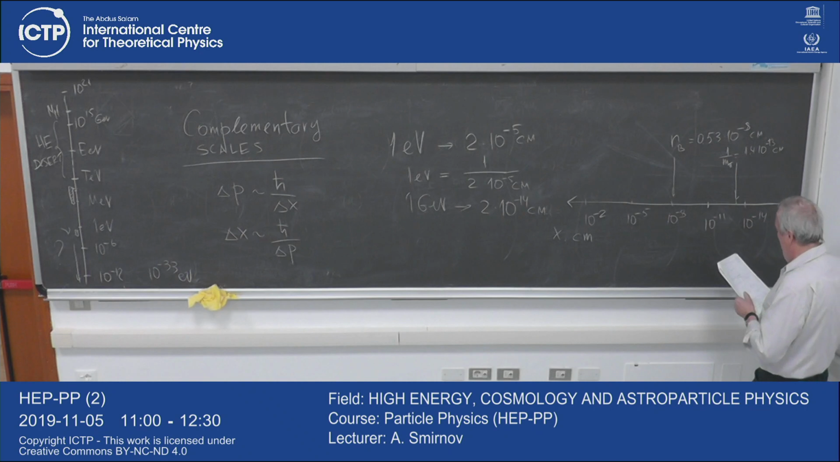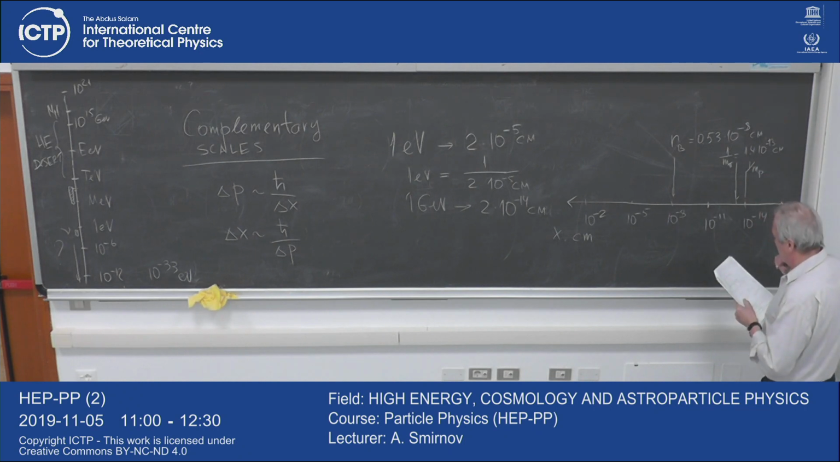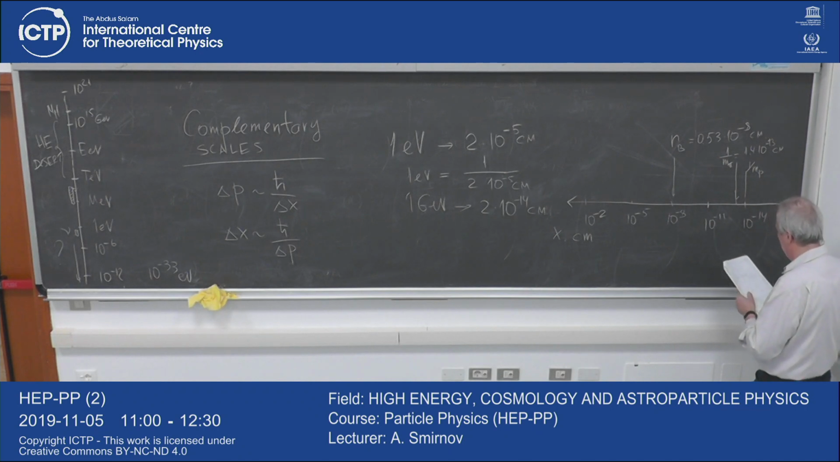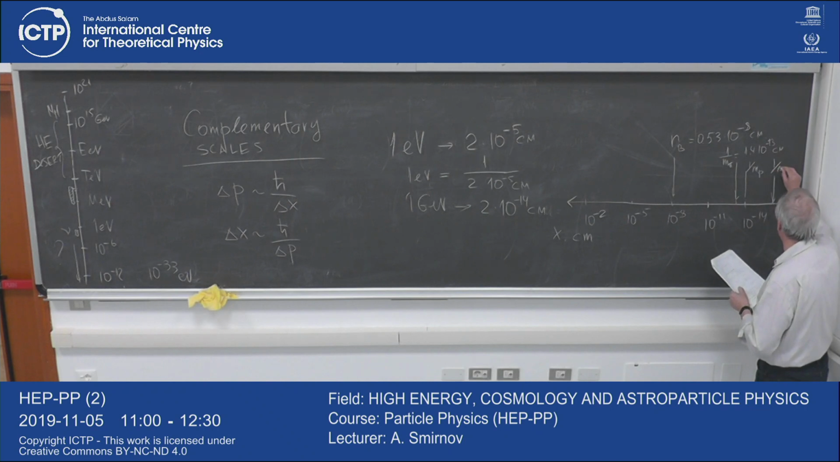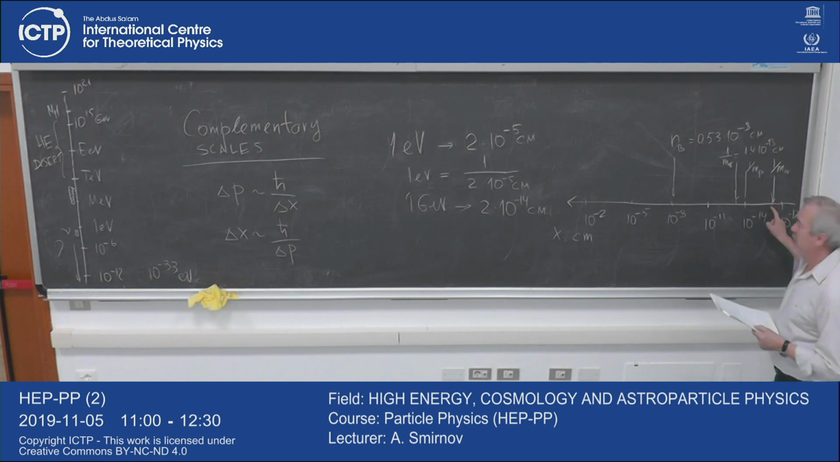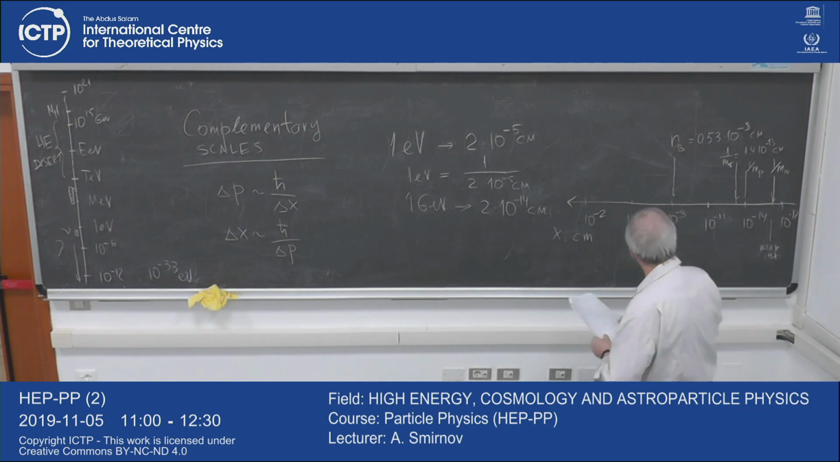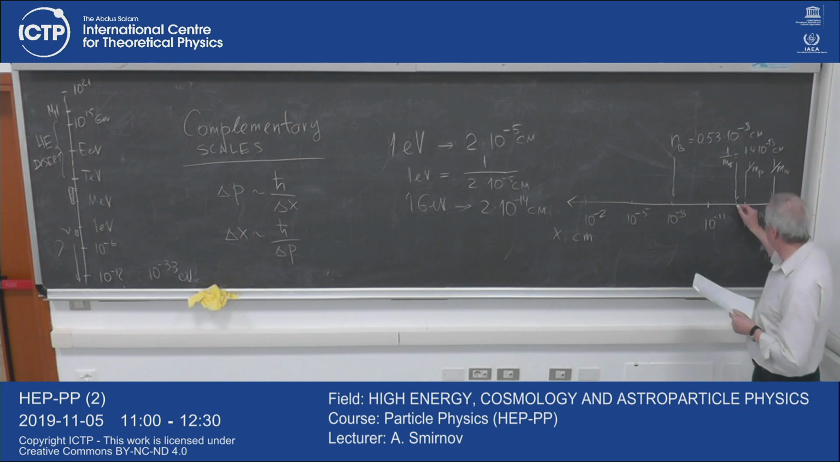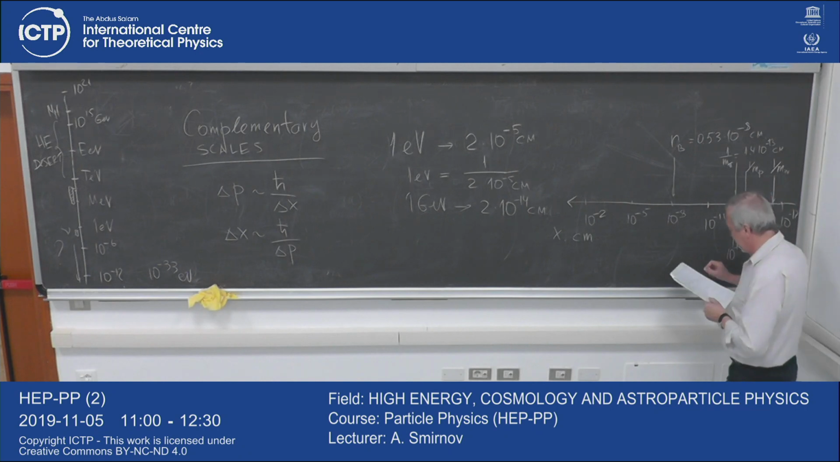Now, the proton is somewhere sitting here. So this is the inverse of the mass of the proton. Another important scale is 10 to the minus 16, and somewhere here. And this is the inverse of the mass of the W boson. And this is the typical radius of weak interactions. Well, actually, the nuclear sizes are somewhere here, right? So 10 to the minus, again, 13 centimeters. It's the nuclear size.